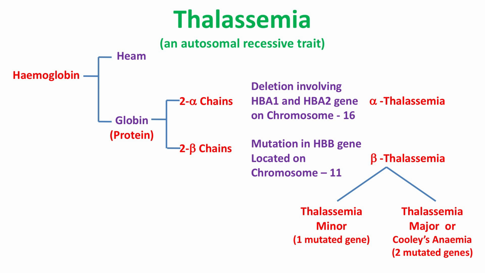If the offspring inherits only one mutated gene, that is a heterozygous condition called thalassemia minor with mild symptoms, but the most severe type is thalassemia major, in which the offspring receives 2 copies of mutated genes. This is also known as Cooley's anemia.